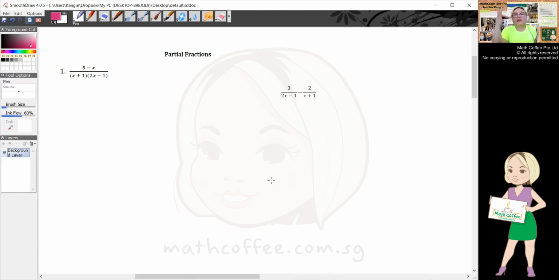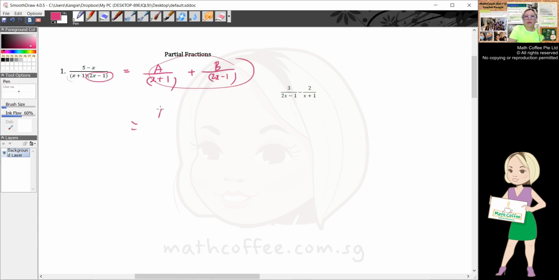I know we have three cases. Case one is when it's linear. Linear means x plus 1, whereby the highest power is to the power of 1. So if it's linear, this one gives birth to A over x plus 1. And then this 2x minus 1 is also linear, so it gives birth to B over 2x minus 1. Okay, then you ask yourself, I want to combine this into a single fraction.